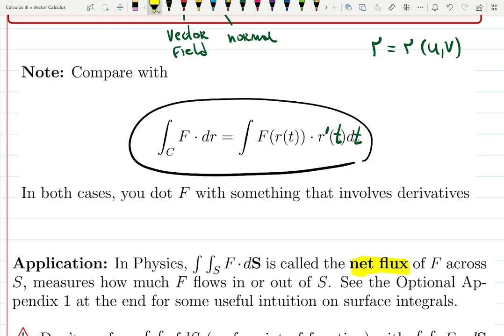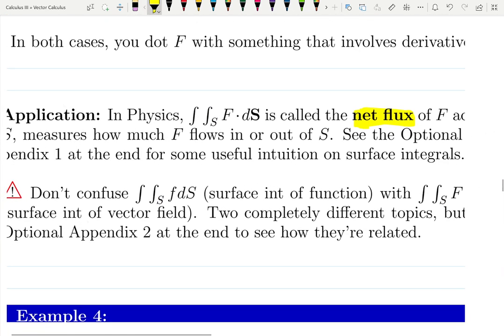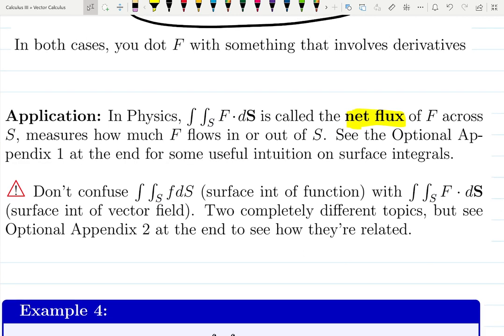Net flux is, let's see, in physics, this integral is called the net flux of F across S. It measures how much F flows in or out of S. That's exactly when your heart is opening and closing, how much blood is going in and out, your lungs breathing in, breathing out. The cell in general opens and closes, how the cells interact with each other. So that is very popular in physiology, biology in general, and of course magnetic fields, how they switch on, switch off. So the heart example is a good one. So it measures how much F flows in or out of S.